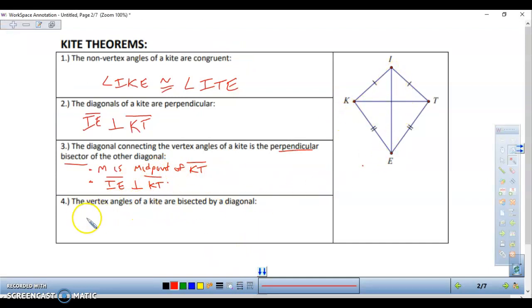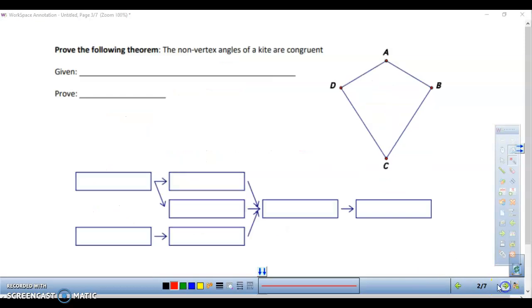So that means ray IE must bisect angle KIT, and ray EI must bisect angle KET. Oops. KET. There we have it. These little angles would be the same, and these little angles would be the same. So that's all true about kites. All right, so the next thing in today's lesson is isosceles trapezoids.